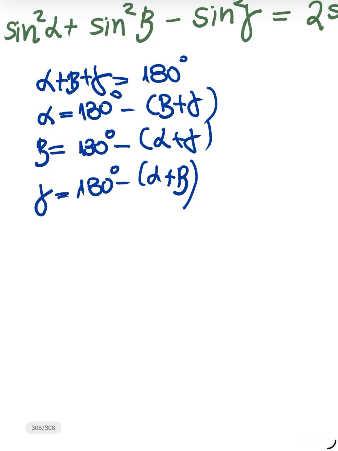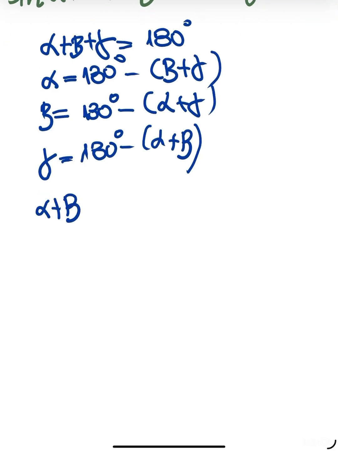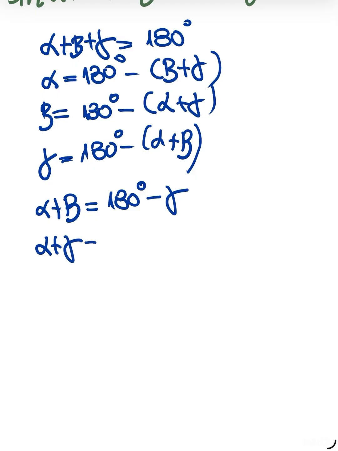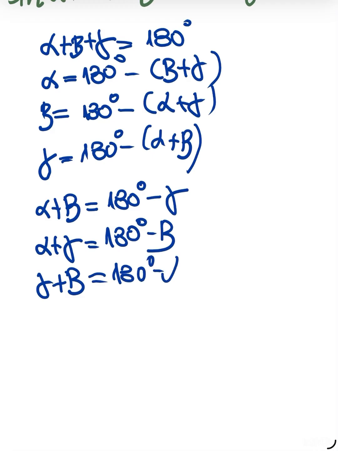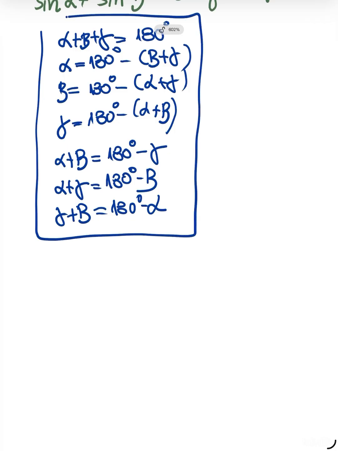Also, if you want to present alpha plus beta, you can subtract the third angle. If you want to present two angles, you subtract the third angle from 180 degrees. If you want alpha plus gamma, you subtract beta from 180 degrees, or if you want gamma plus beta, you subtract alpha from 180 degrees. So those are the properties in a triangle that we are using in our exercises.